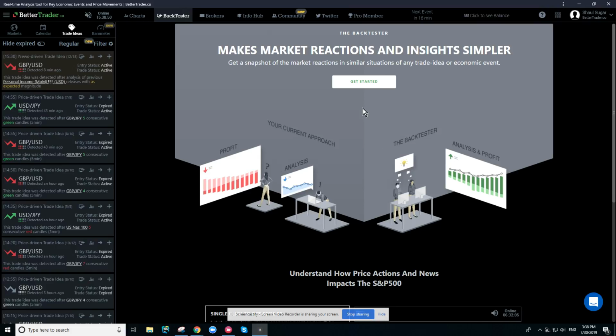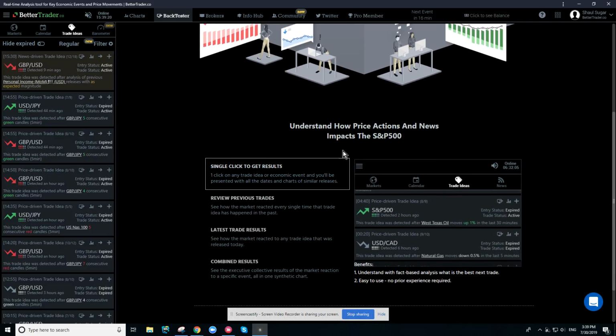Secondly, you have the smart way. The smart way is to use the most advanced technology available. That's what we did by creating the backtester. The backtester gives traders the ability to see the patterns of the markets in real time and get a snapshot of the market's reactions in similar situations of any trade idea or economic event. This all happens with one click and in real time. All it takes is a single click to get results.